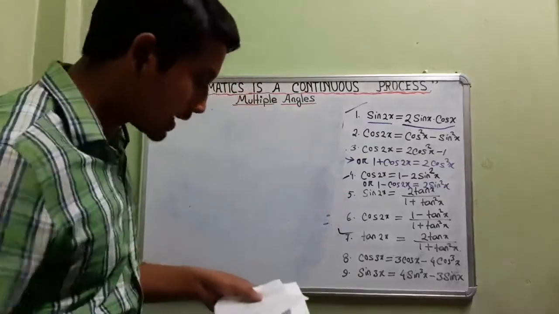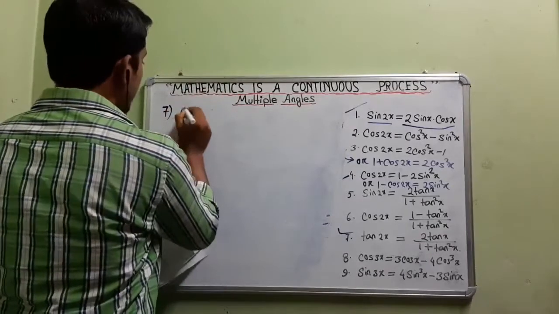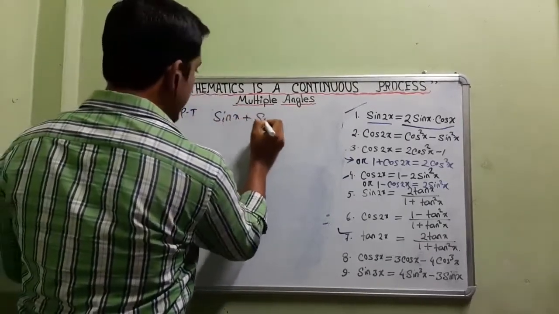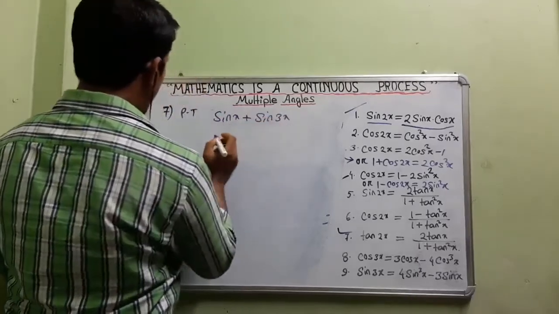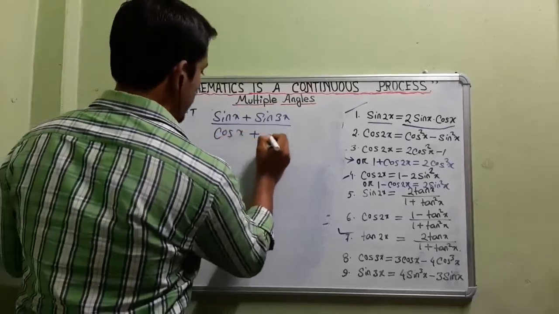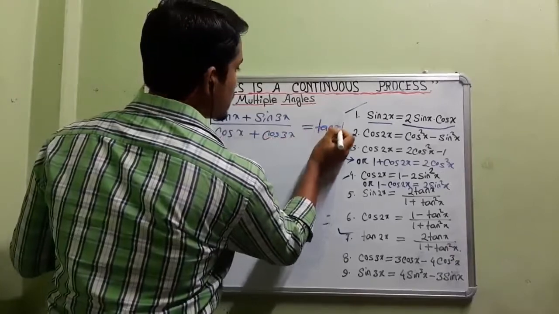The next question is, prove that (sin x + sin 3x) / (cos x + cos 3x) is equal to tan 2x. This is a very easy problem. This one will be your homework. I will not solve this one. You will solve this one. This is what you are supposed to prove.